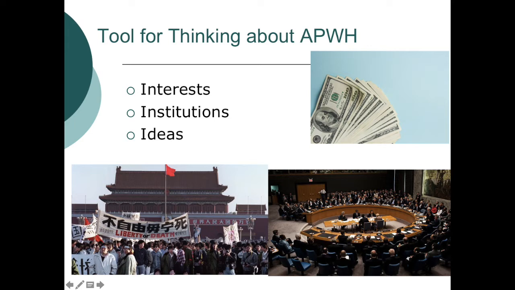So obviously this tool can help focus your thinking around why things happen and comprehending events in AP World History. But these three concepts can be interrelated. For example, one prominent multinational corporation, Google, exercises a lot of power and has the ability to change the way the world works today. Google has its unique set of interests, right? It's profit making, maybe, is what drives Google. It's an institution. Google is an institution.